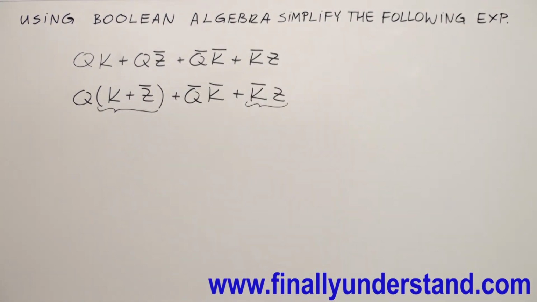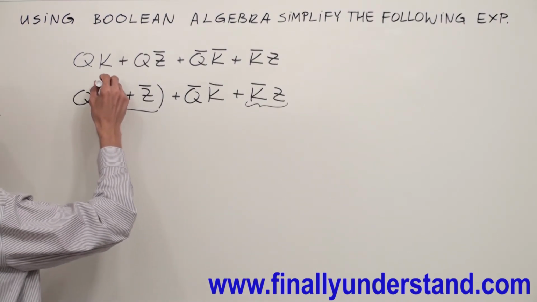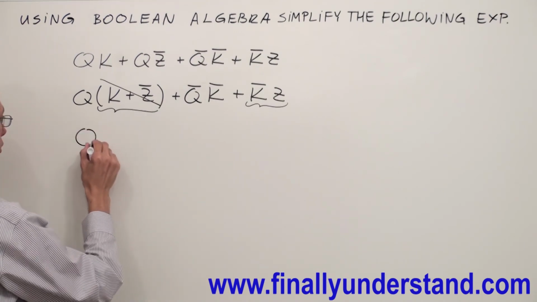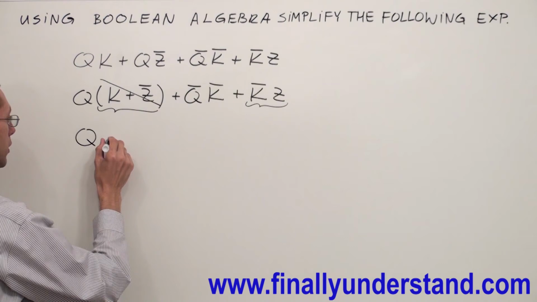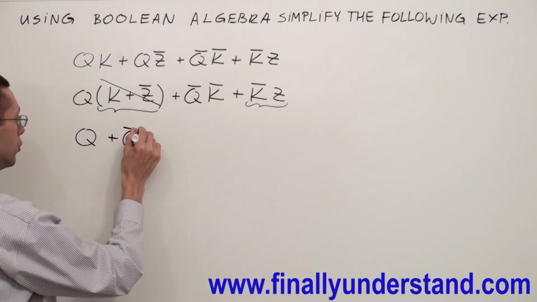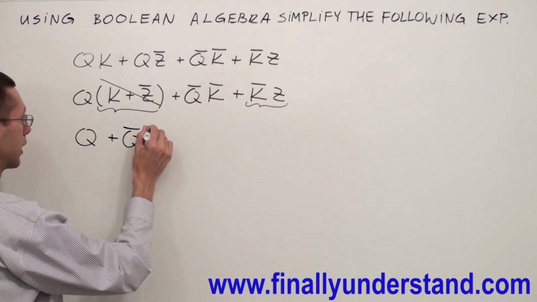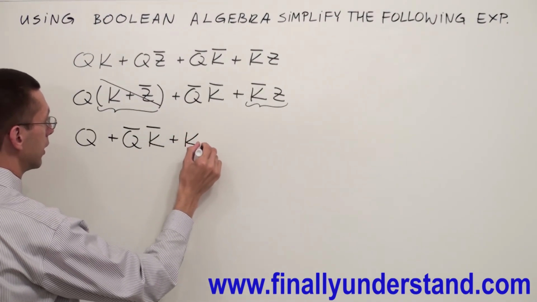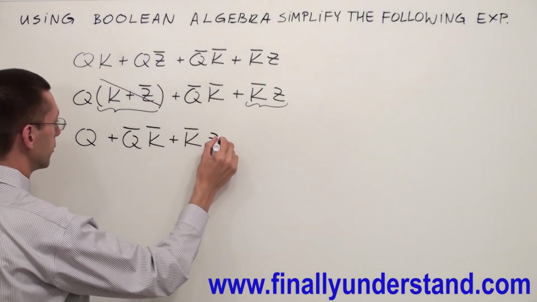So I can use the complement absorption theorem, which says that anytime I have complements and one of them is ANDed with something else, in this case with Q, that complement can be dropped out. That's why I'm going to cross this one out. I'm going to have Q or Q naught, K naught. I have to write also K naught Z.